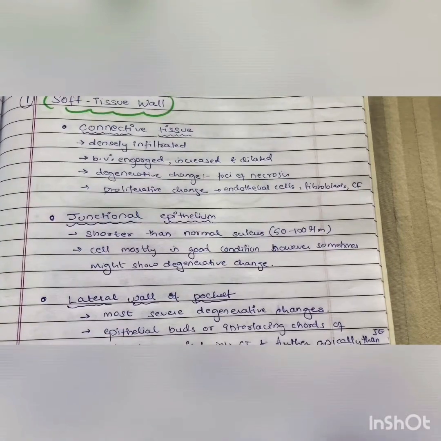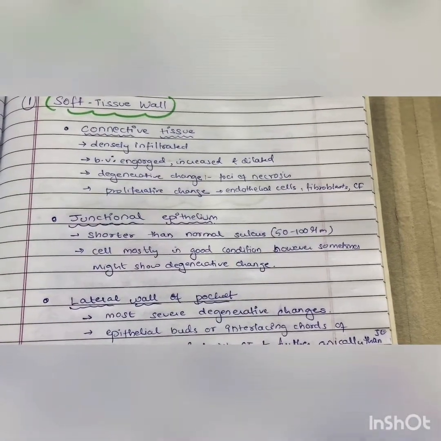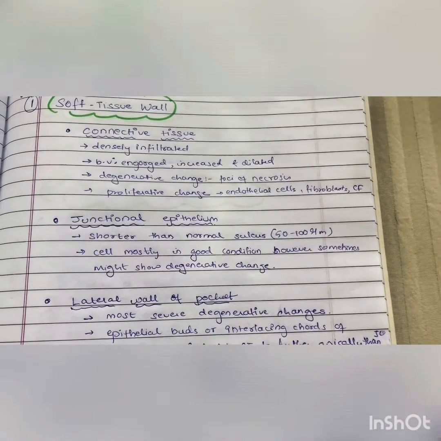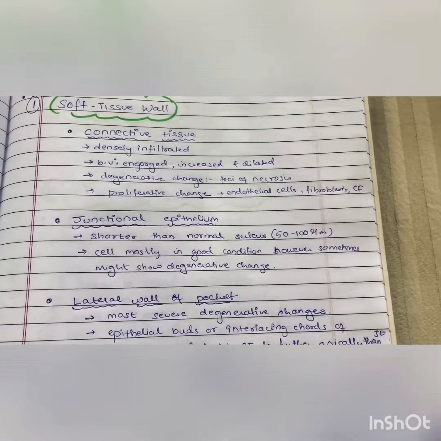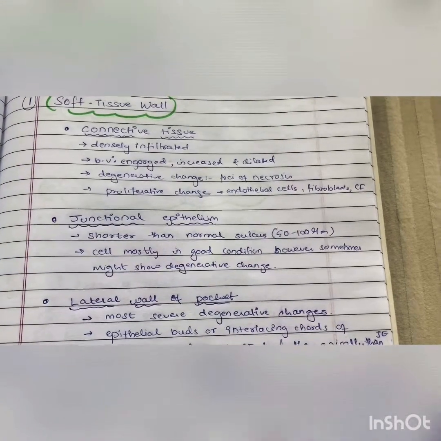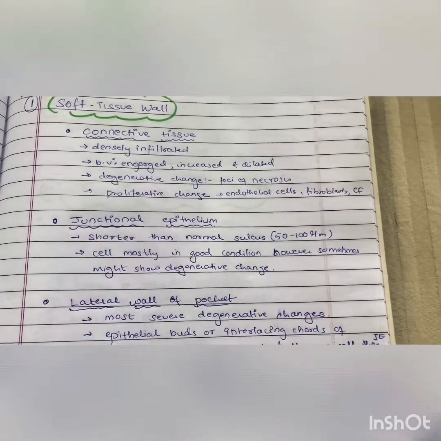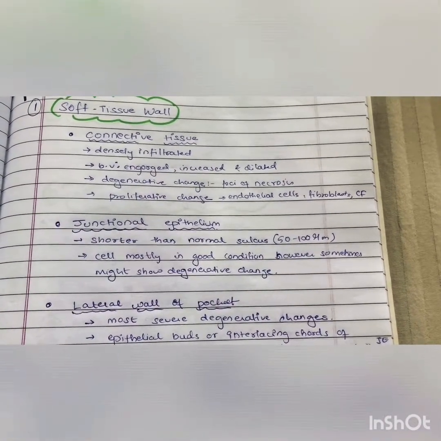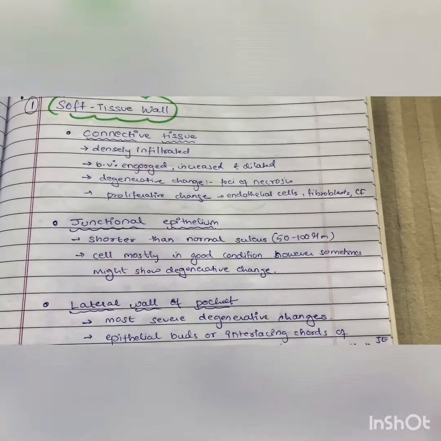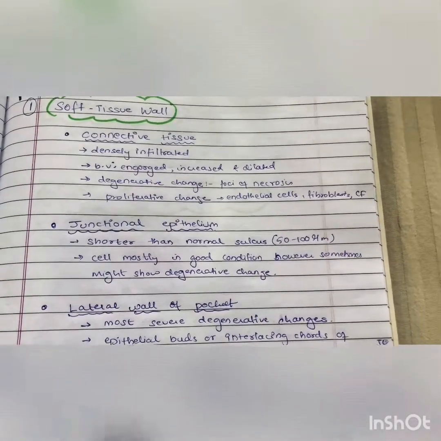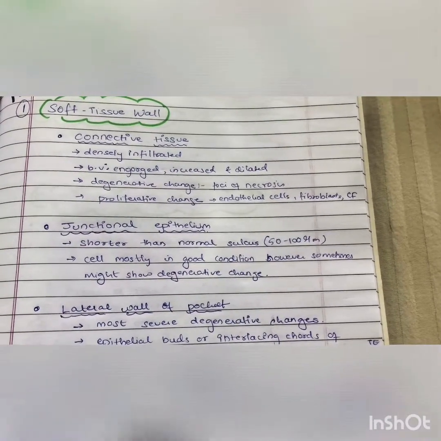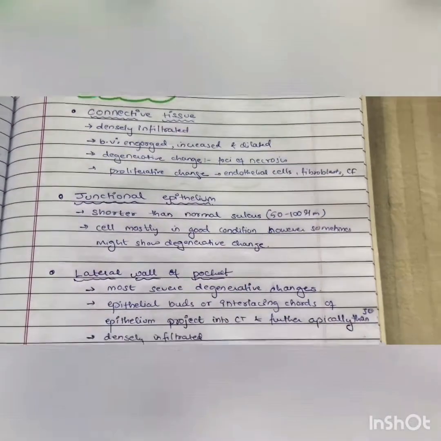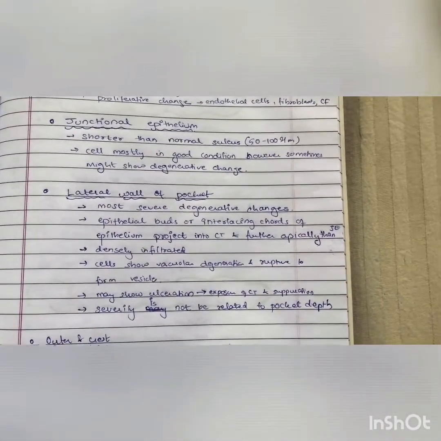In the junctional epithelium, the width is shorter than normal sulcus depth, and it measures around 50 to 100 micrometers. The cells mostly are in good condition. As I said earlier, you need viable cells for junctional epithelium to cause pocket formation, but sometimes you do see degenerative changes, and during this time there is no shift of your epithelium.